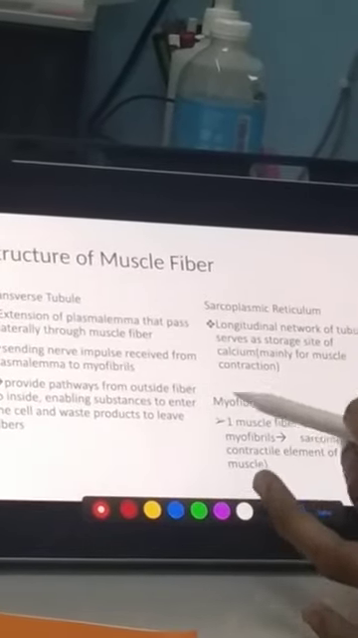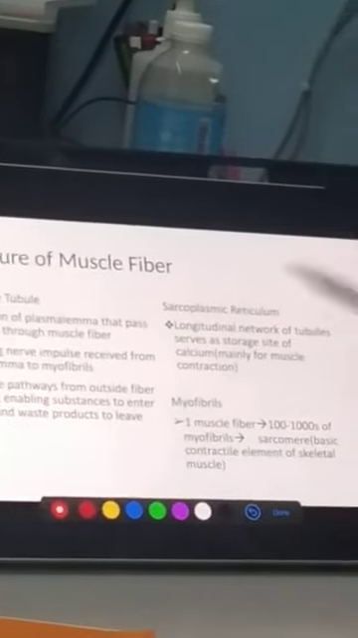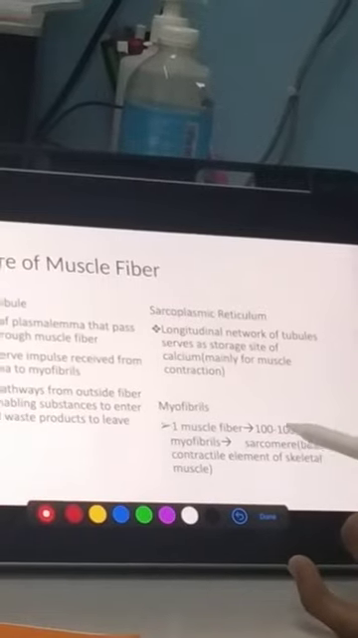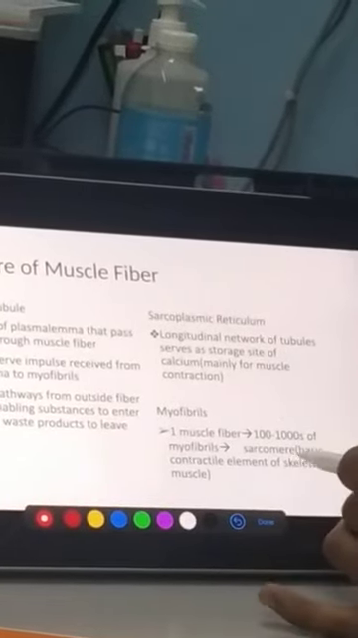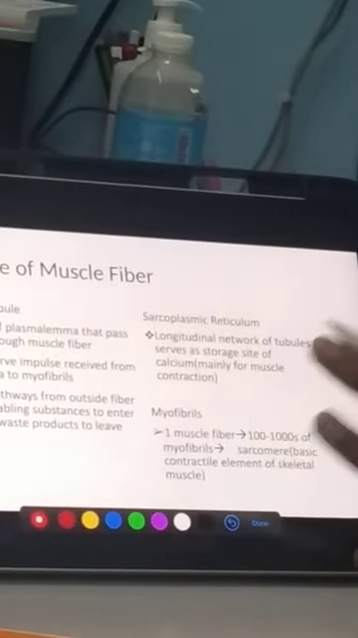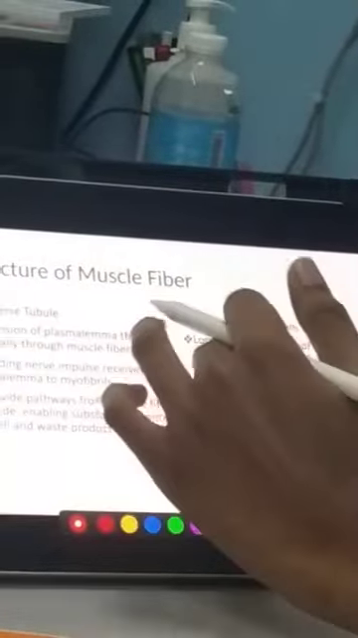The next thing I'm going to talk about is myofibrils. One muscle fiber, like in the picture I showed you just now, has about 10 to thousands of myofibrils, and it is further divided into sarcomeres. The sarcomere is the basic contractile element of skeletal muscle. So the next thing I'm going to talk about is the sarcomere. Okay, this is a bit complicated.